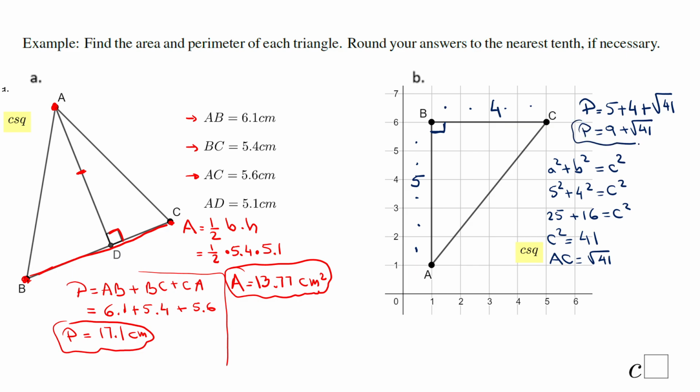But I'm also going to approximate to the nearest tenth, as it says. For that reason I'm going to need a calculator. Be sure you know how to use a calculator. I have 9 plus the square root of 41, and I end up with 15.4.